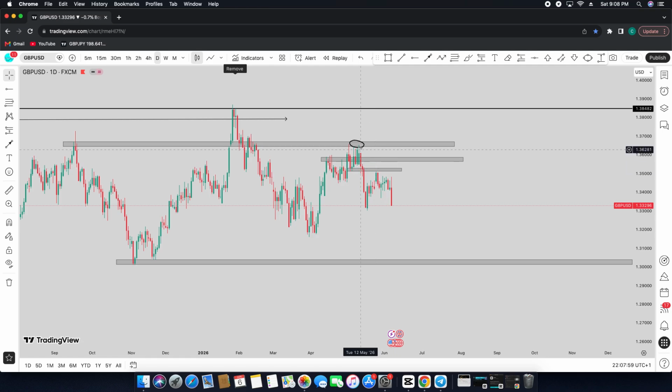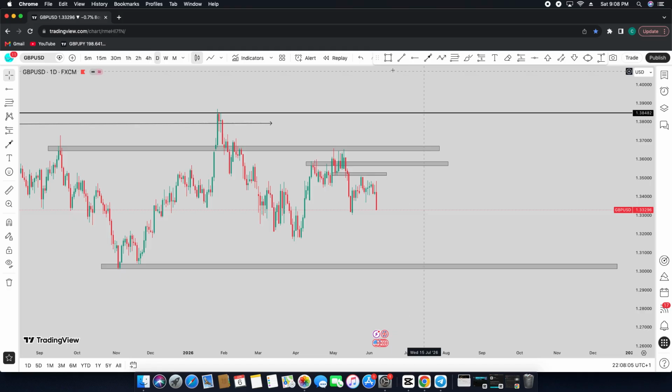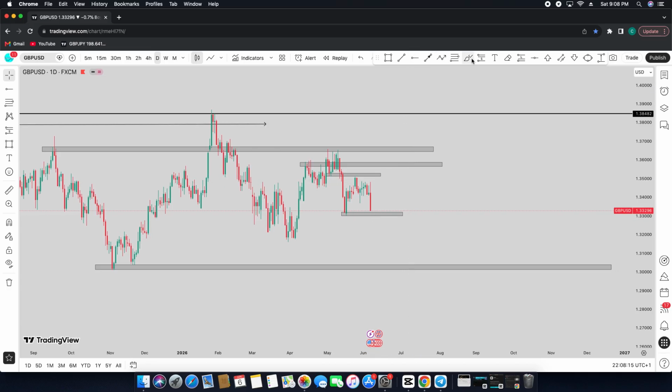Since the market did not do any of what I expected it to do, going into next week, what I would want to see on GBP USD is for the market to tap into this zone, to come back into this zone. If the market rejects this level around here, then I would want the market to come back into one of these two levels again.